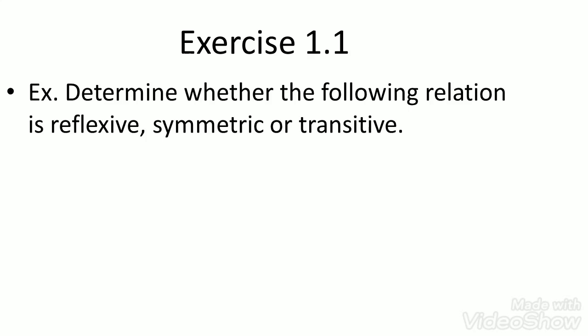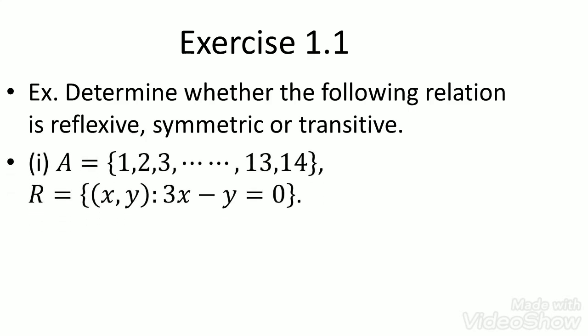You are given a particular relation defined on the set A. What is the set A? A is the set containing the natural numbers 1, 2, 3 up to 14. R is defined as (x, y) such that 3x minus y is equal to 0. So you have to find the pairs satisfying this particular condition. You know how to find it?